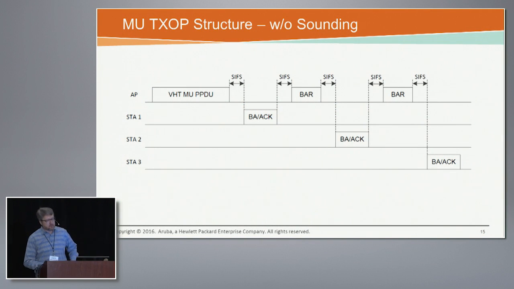So let's talk about the layer 2 operation. The TXOP structure for MU changes significantly. If you saw my talk from last year, the structure was RTS, CTS, MPDU, and block ACK. But now the AP is talking to multiple clients, and the only part of that entire conversation that is multi-user is this first section, which is the AMPDU.